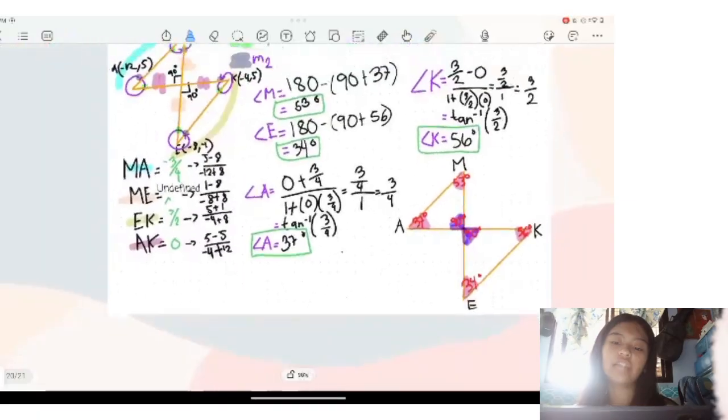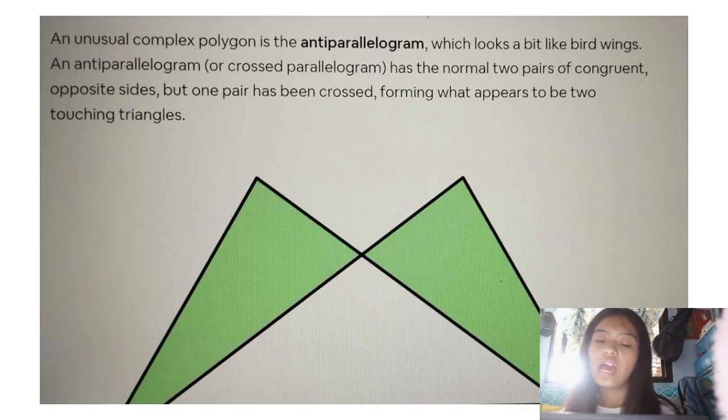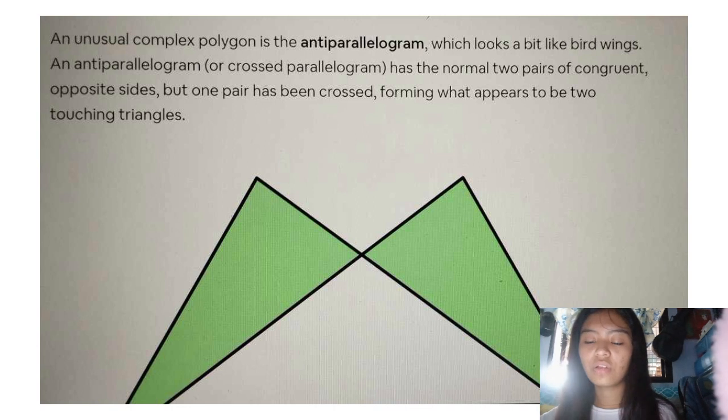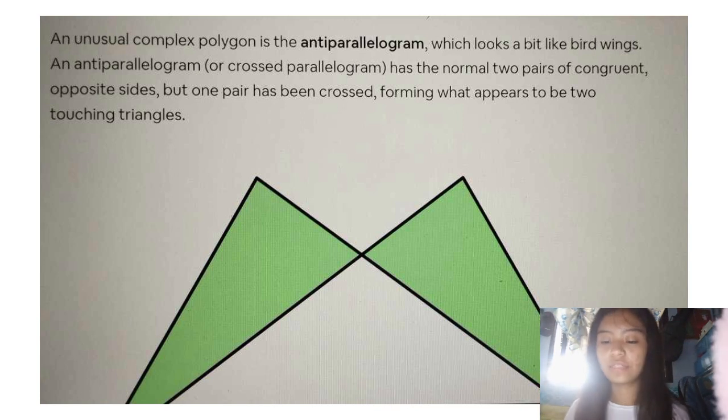So, in conclusion, ang type na polygon na ito ay anti-parallelogram, which look like a bit like bird's wings. Anti-parallelogram or cross-parallelogram has a normal two pairs of concurrent opposites, but one pair has been crossed, forming what appears to be two touching triangles.